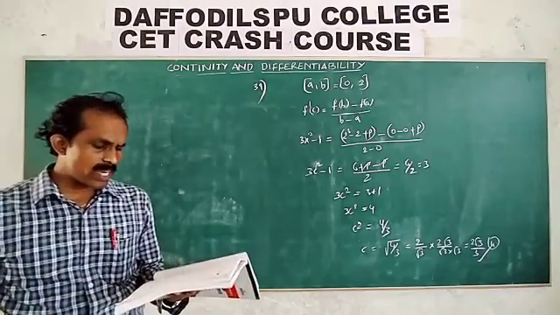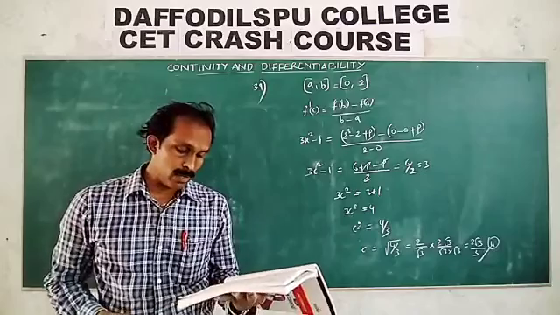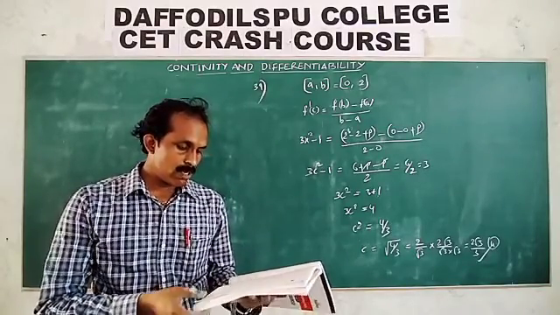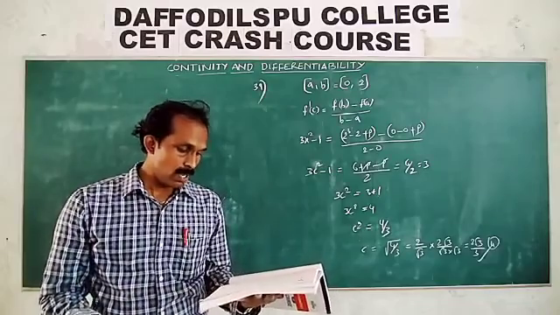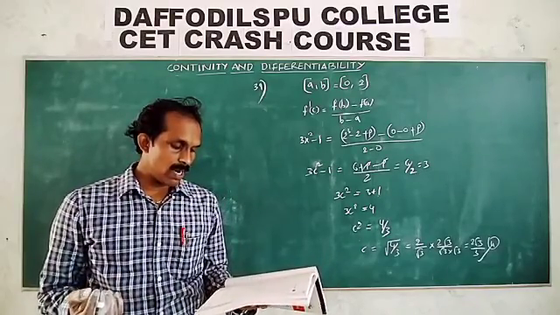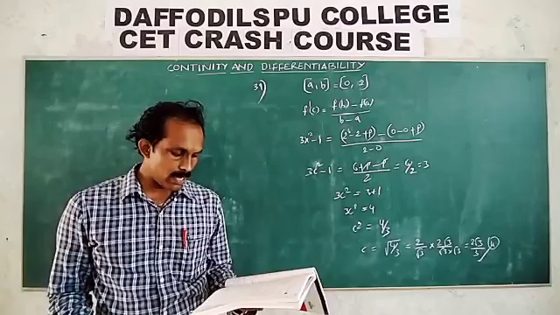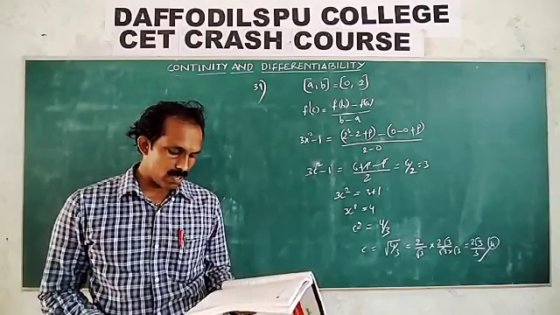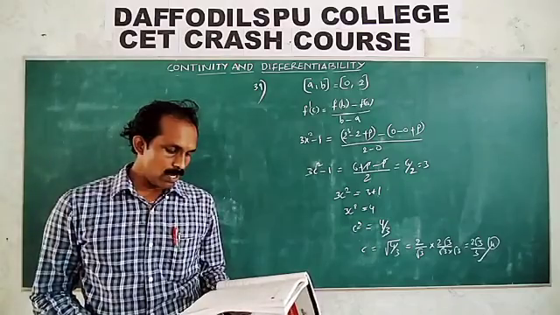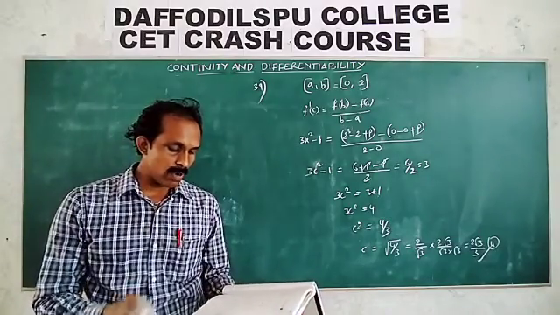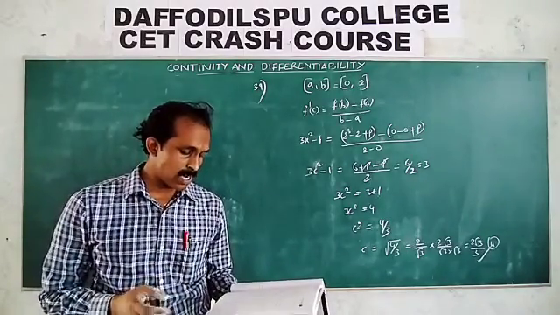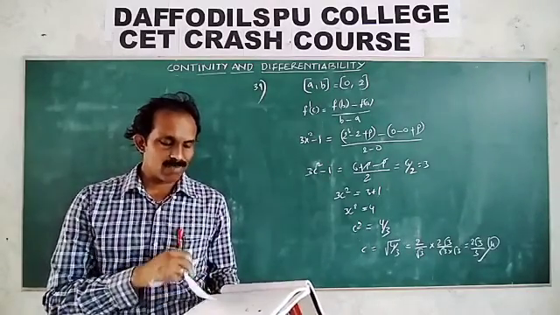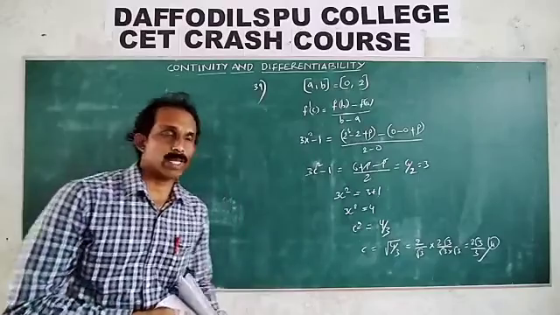39. This function f is continuous on [1, 5] and differentiable on (1, 5). The value of f of 1 is given, and f dash x is given for all x belongs to (1, 5). Looking at the options, we need f of 5. What do you understand from this problem? Apply the mean value theorem here.